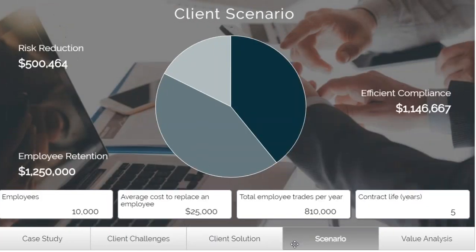Moving through the case study view, we look more into the nature of the customer. This slide shows the customer had 10,000 employees, an average cost to replace an employee of $25,000, and total trades per year of 810,000. This opens conversation to adapt the assumptions to the prospect on the line. For example, the prospect could have a larger workforce. We can make a big firm with 25,000. We can adjust the cost to replace an employee.